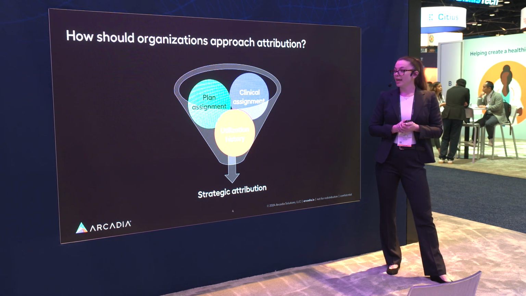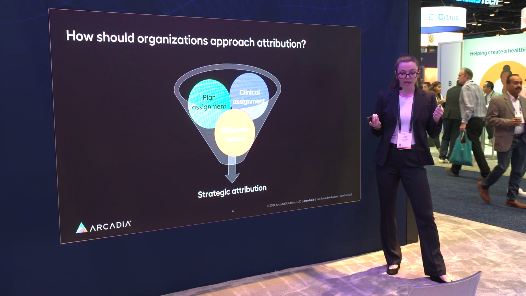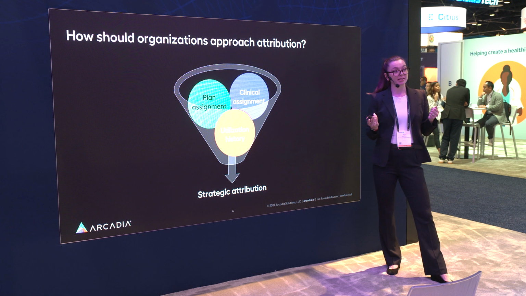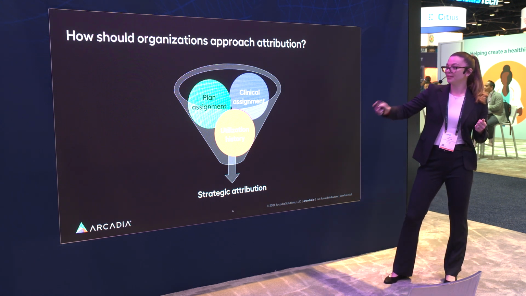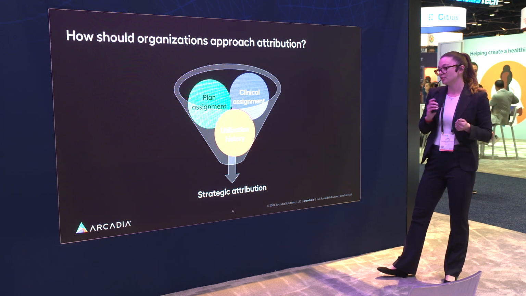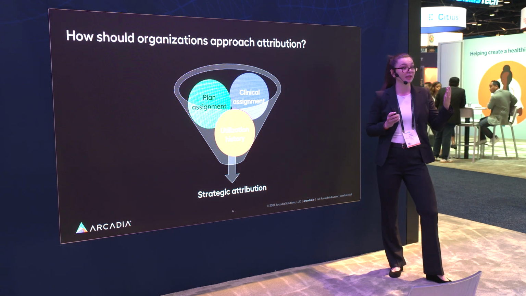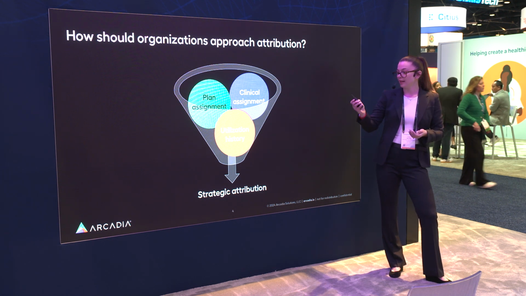So really, it's all a matter of taking stock up front. What data sources do I have available? What are my priorities out of those data sources? What really aligns best with my goals? Throw them into the funnel, layer in some additional logic based on your priorities, and land on a strategic attribution algorithm that you can then run in real time to make sure that your assignments are appropriately aligned.